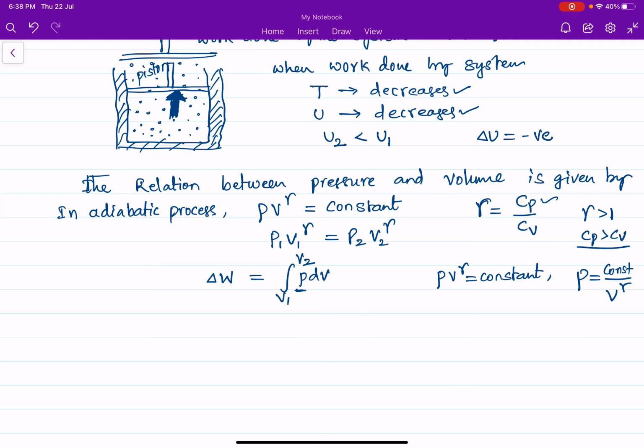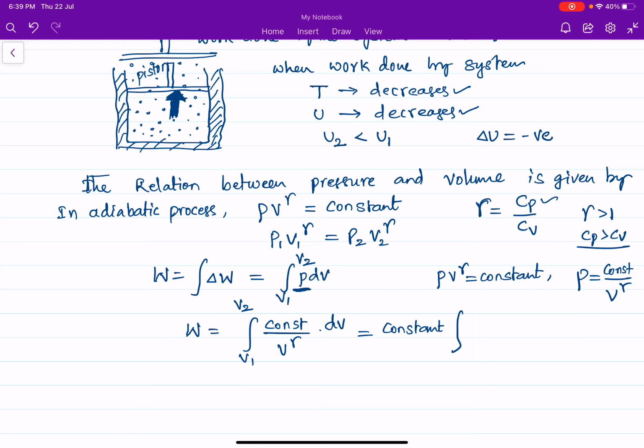So the total work done, integral dW, is equal to integral PdV. So W is equal to the integral, where I am replacing P with constant divided by V power gamma into dV, and limits are changing from V1 to V2. And now I am taking the constant as common.